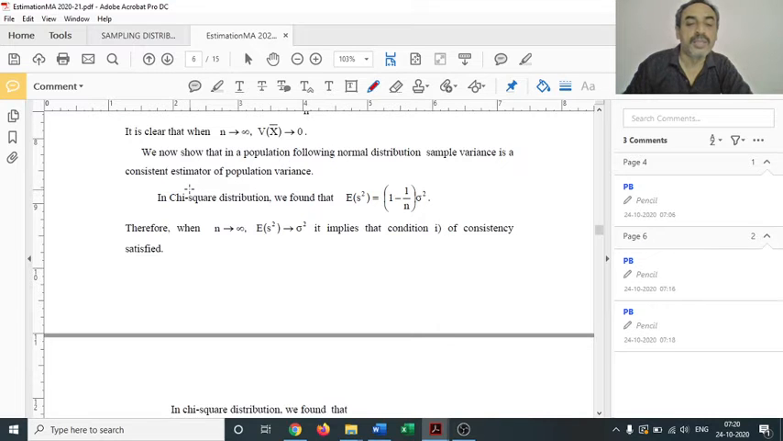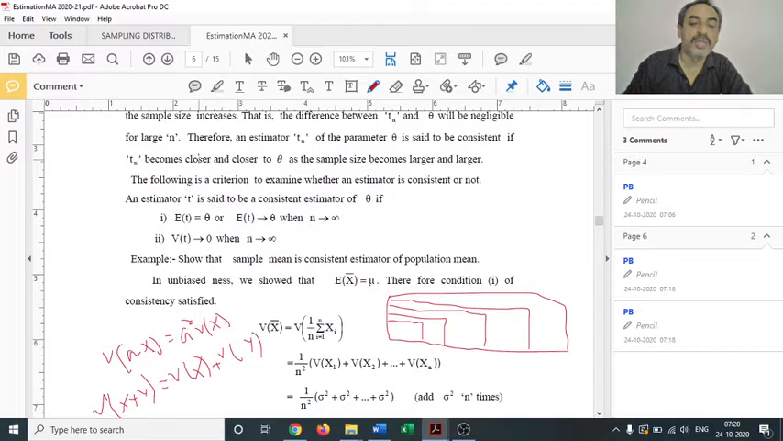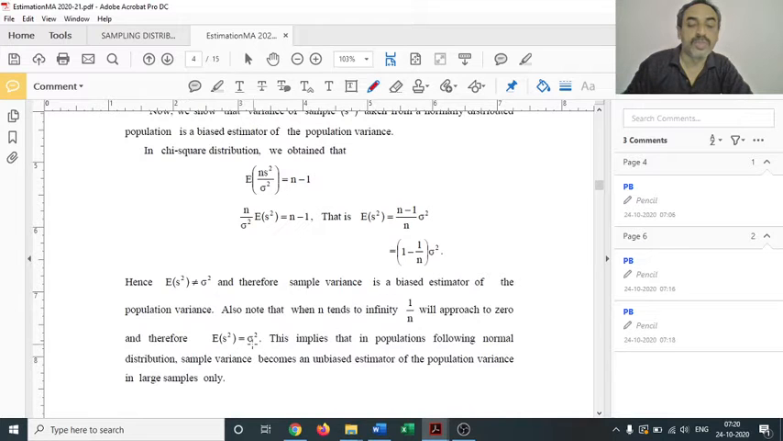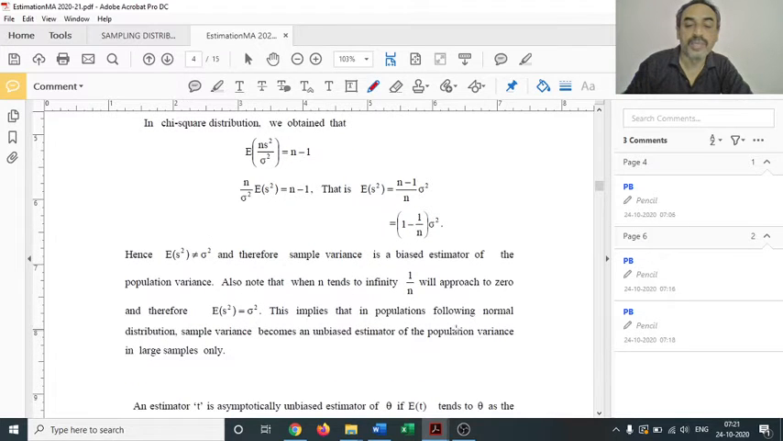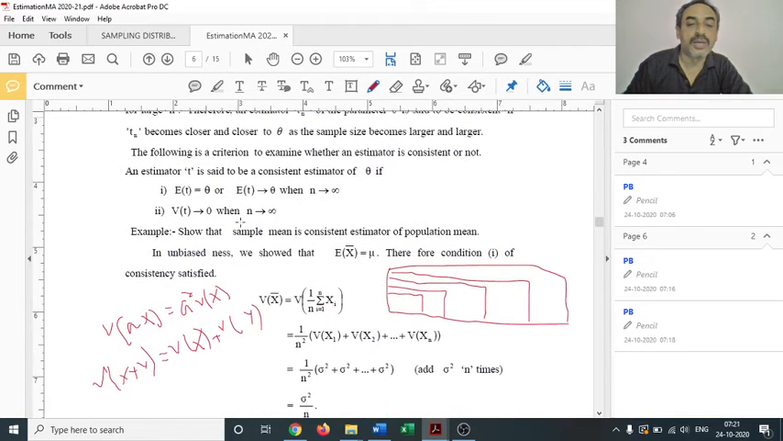this sample variance. Earlier we found that sample variance is asymptotically unbiased. It is not unbiased, it is asymptotically unbiased only. That is E of S square is not equal to sigma square. But we can see that E of S square tends to sigma square when n tends to infinity. This implies that in a population following normal distribution, sample variance becomes an unbiased estimator of population variance in large samples only, that is asymptotically unbiased. So the first property of consistency is already examined along with that verification of unbiasedness.